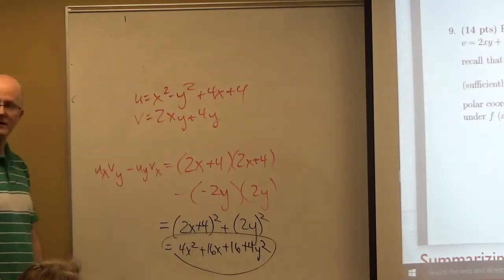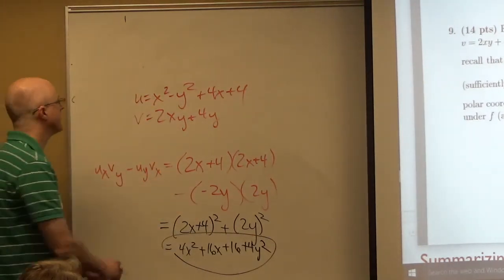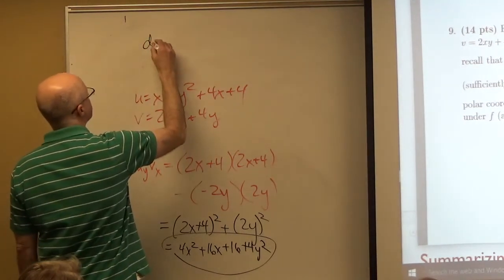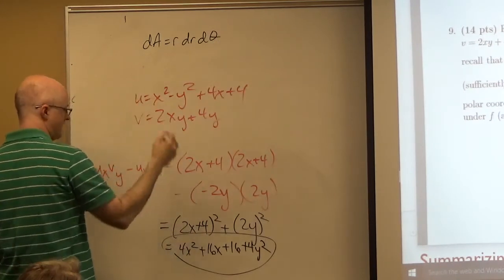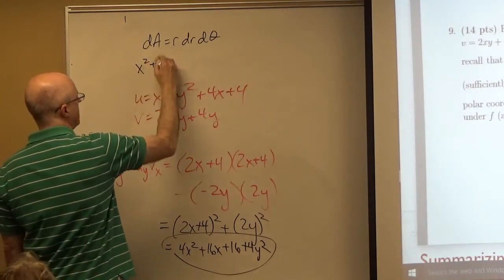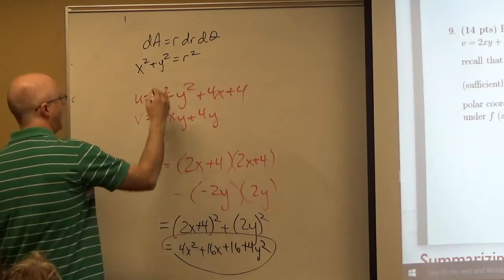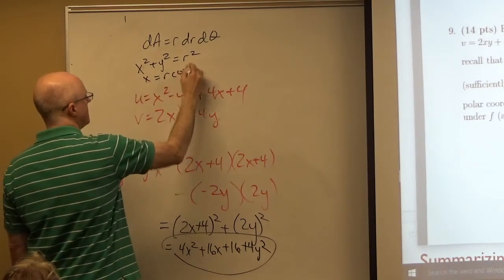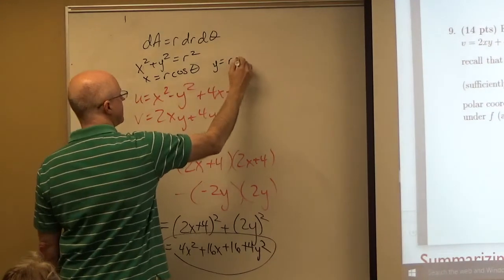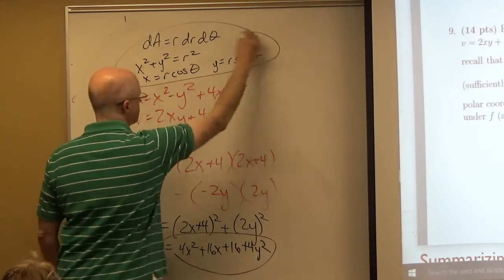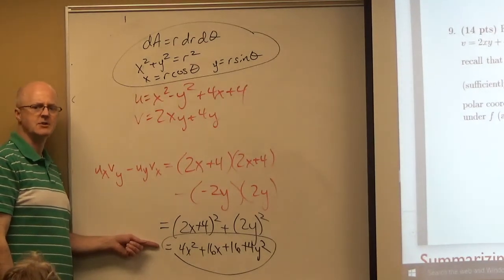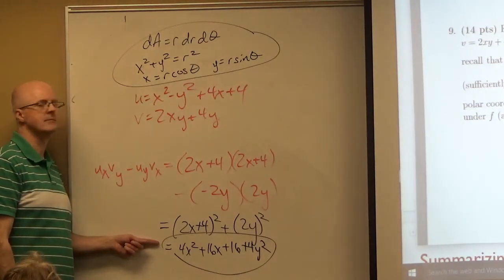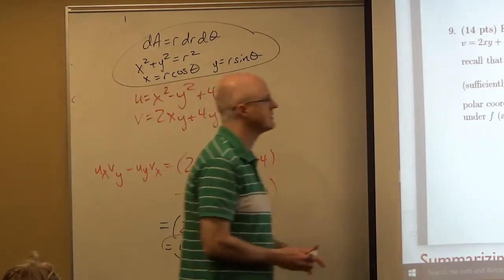And if you use polar coordinates in doing the double integral, which you should be able to do, remember that dA is r dr d theta. Also remember that x squared plus y squared is r squared. x is r cos theta. y is r sine theta. Remembering those things allows you to do the double integral of this over the disk. It's not too bad to do. So make sure you can do that.